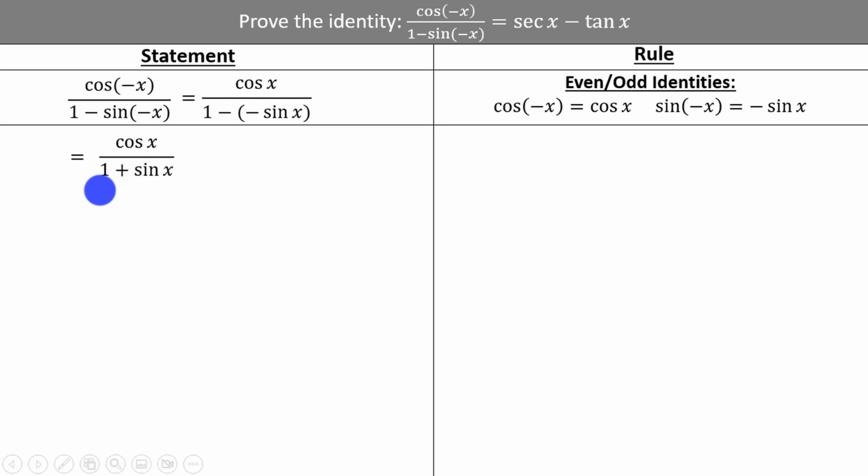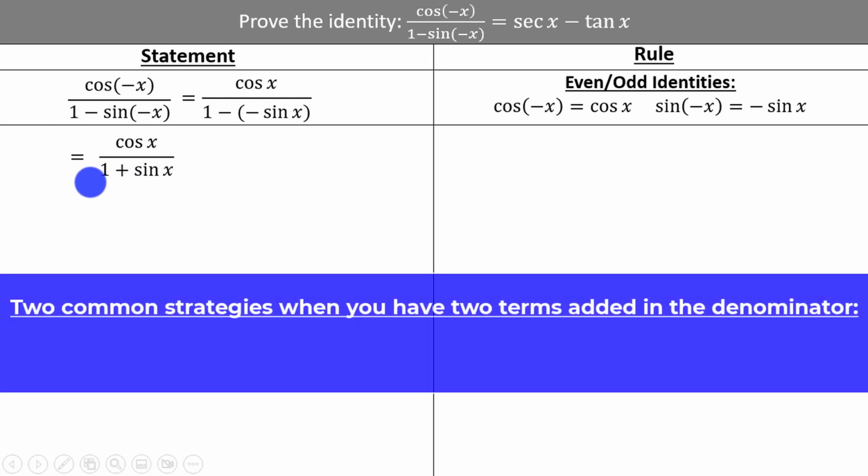Let's simplify this a little bit. We have cosine of x divided by 1 plus sine of x, because 1 minus negative sine of x is equal to 1 plus sine of x. At this stage, it might be unclear what you should do next. There's no trigonometric identity that's popping out at me looking at this expression.